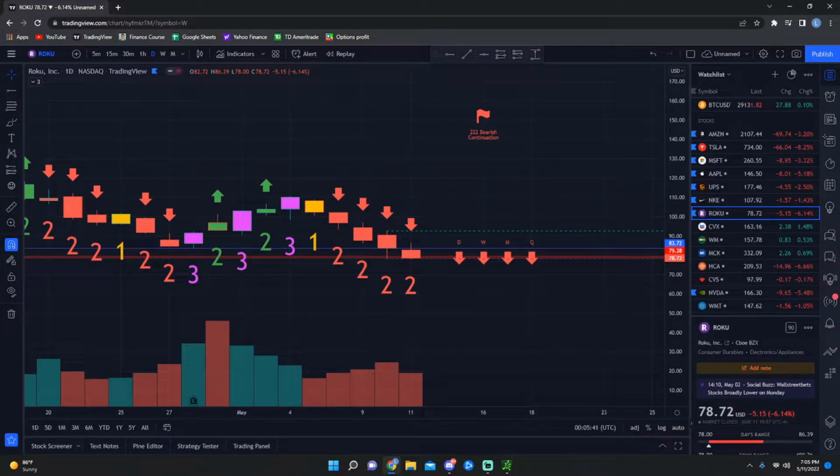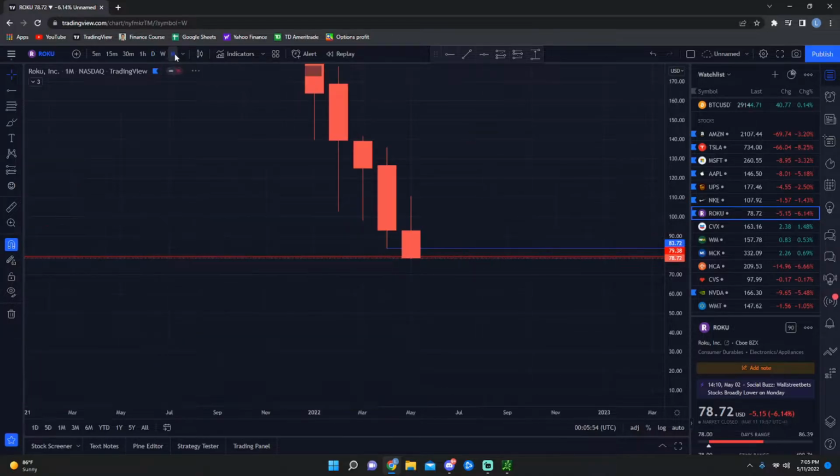Okay, I got one question here. Do you play inside candles differently from downside continuations? Okay. So, I don't play them differently. I just play inside candles a lot more.